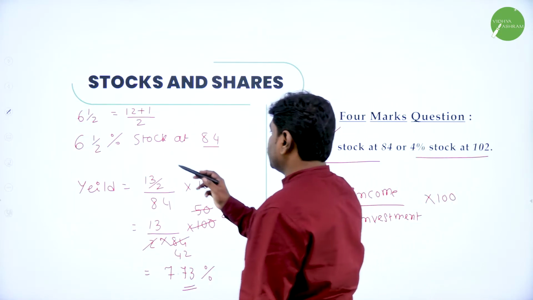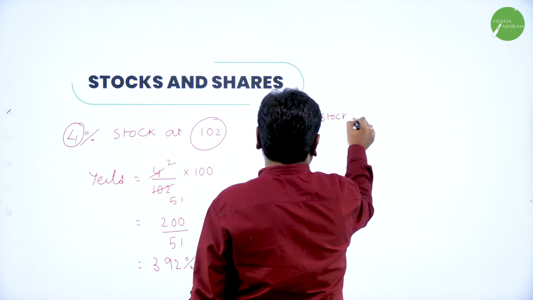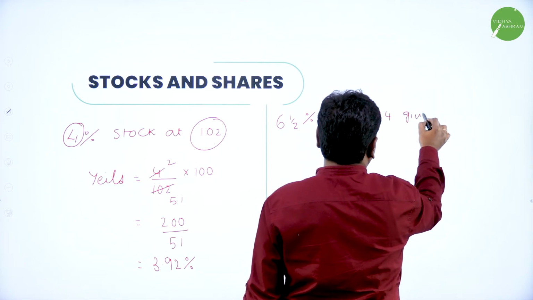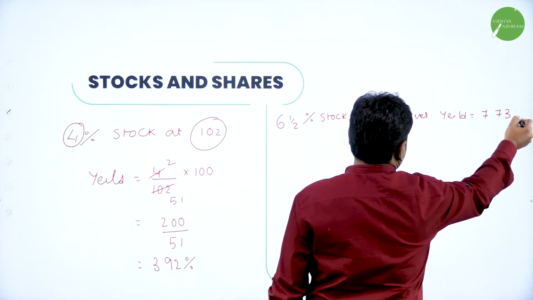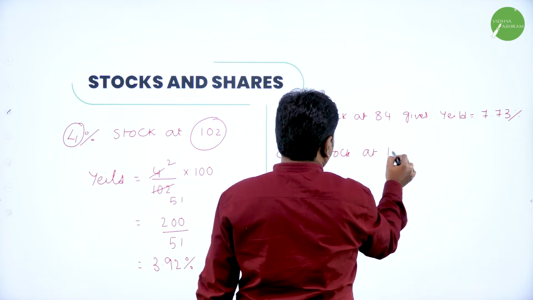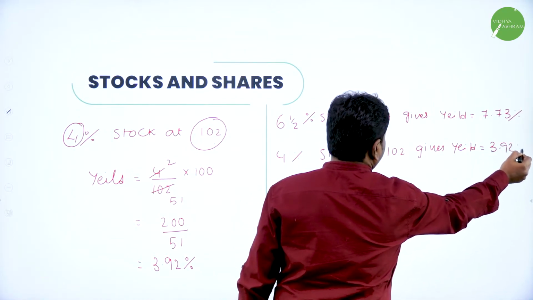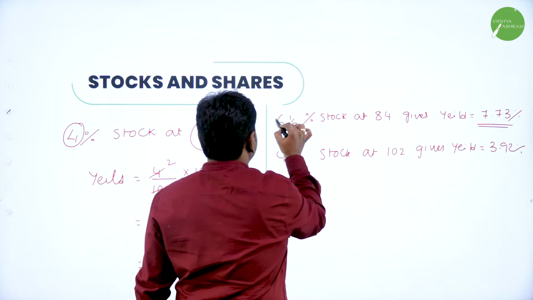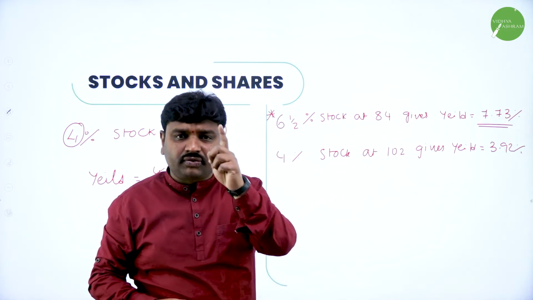Now compare. First, the 6 1/2% stock at 84 gives you a yield of 7.73%. And the next case, 4% stock at 102, gives a yield of 3.92%. So dear students, observe which stock gives you more yield. This 6 1/2%. Therefore, what is the conclusion? 6.5% stock at 84 gives you more yield. Therefore, that is a better investment.